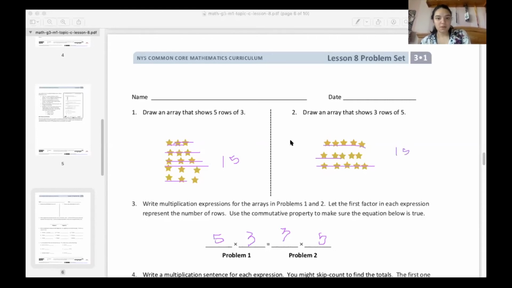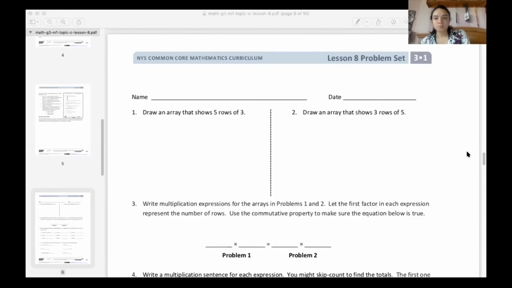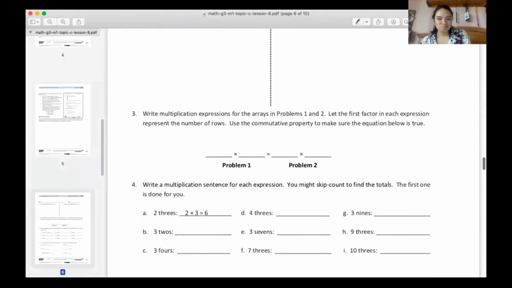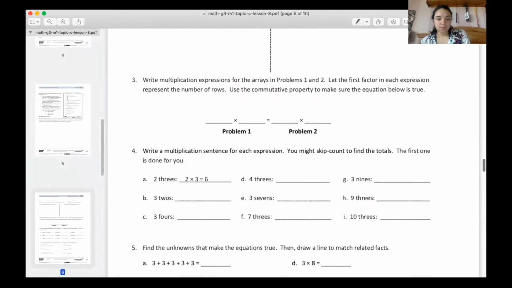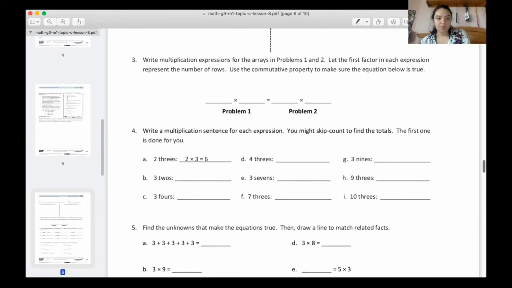I'm going to clear this so that I can scroll. All right, we're going to do A, B, and C of number 4, and then we're going to scroll down to 5 and do A, B, and C in that as well. So I'm going to do B. I'm going to have you guys do C on your own, and then we'll check it.